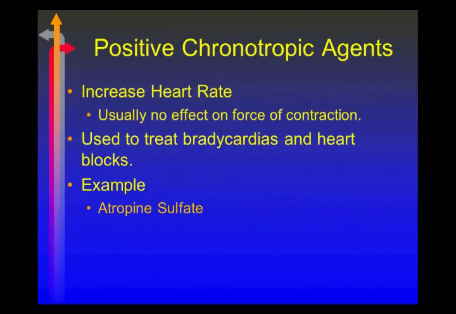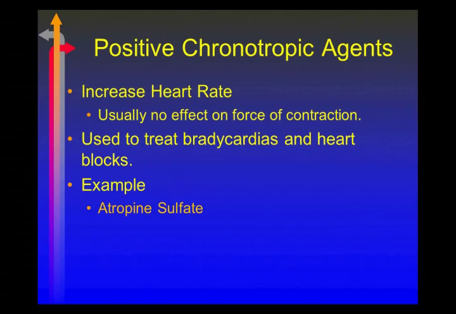Positive chronotropes. Positive chronotropes speed the heart rate up. Patients who are in significant bradycardias, or let me rephrase that, symptomatic bradycardias, somebody who's got a heart rate of 40 and their blood pressure is 60 palpable. Well, I would consider that symptomatic. Somebody who's got a heart rate of 40 because they're a world-class runner, I'm not going to do anything with. They're not symptomatic.